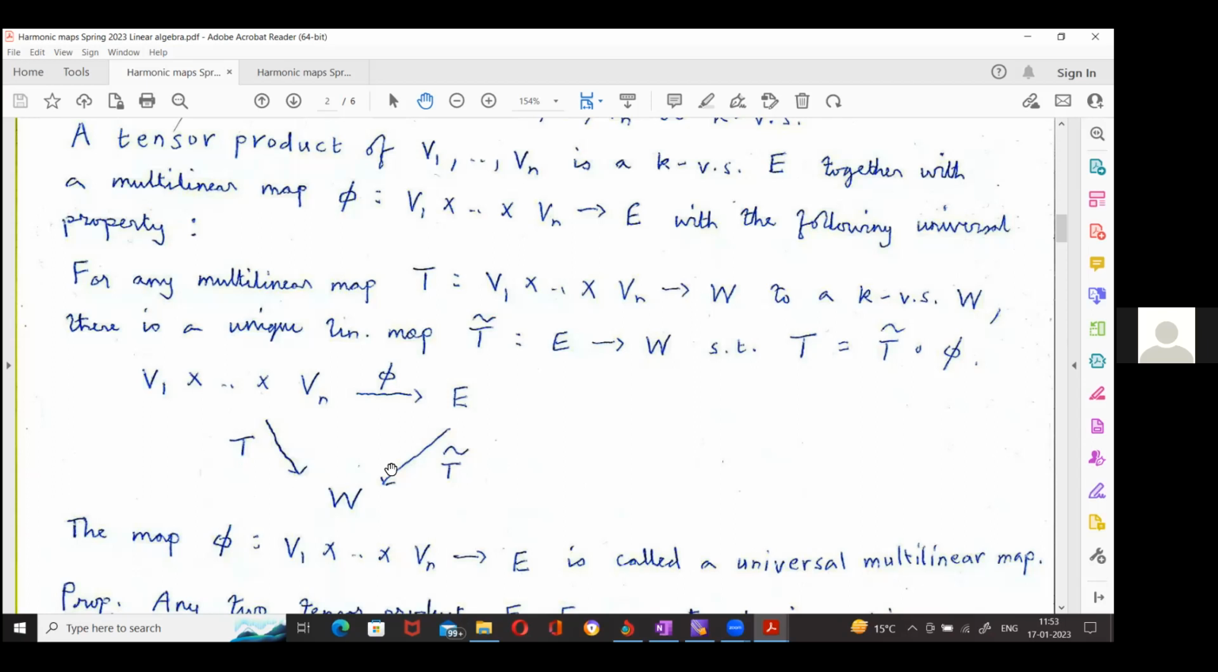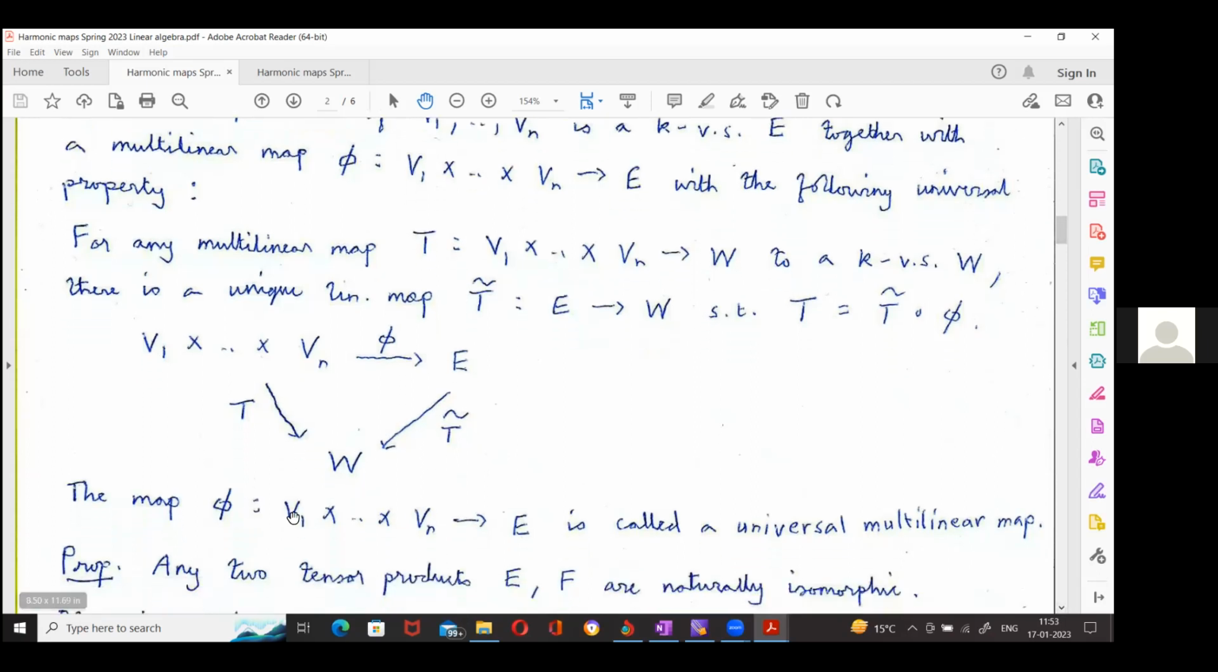So the tensor product has the nice property that it reduces multilinear maps to linear maps. This map phi from V1 cross Vn to E is called a universal multilinear map. Why is it a universal multilinear map? Because any other multilinear map T factors through phi. It is some linear map defined on the tensor product E composed with phi. So is the definition clear?